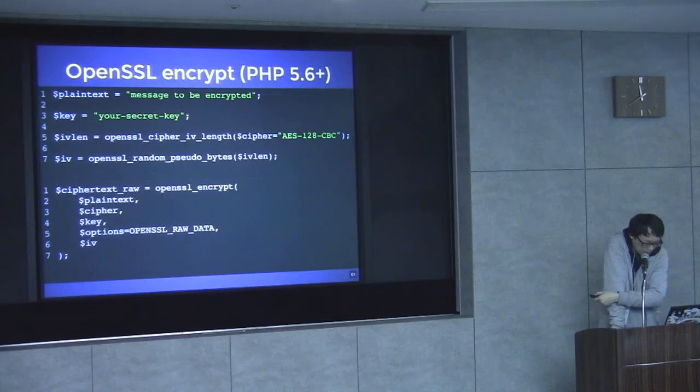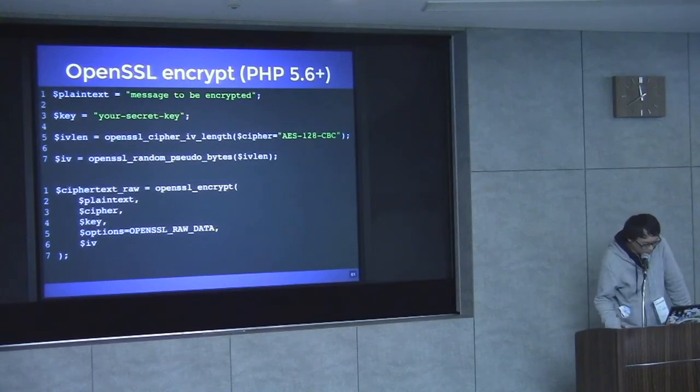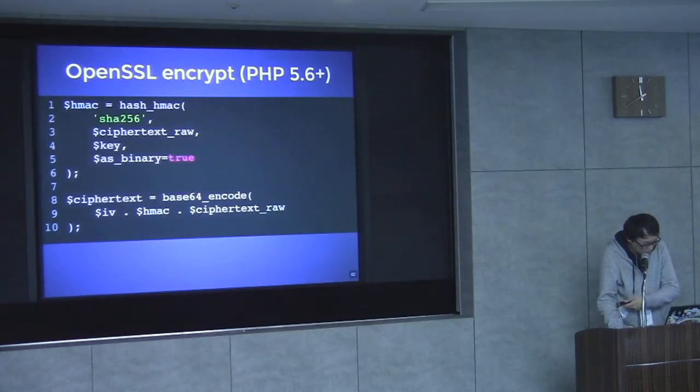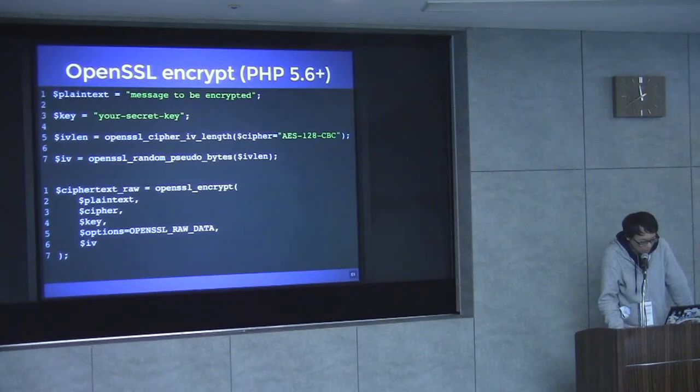And here we specify the AES-128 CBC mode. And you can use openssl_random_pseudo_bytes to get the IV, the initialization vector. And you can use the openssl_encrypt function to get the raw ciphertext. And the raw ciphertext will be binary. So if you want to send it to another client conveniently, I also use the base64_encode function to encode the raw ciphertext before sending the encrypted result to the specific client.